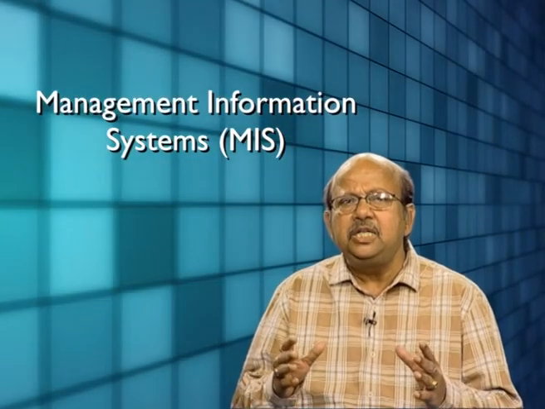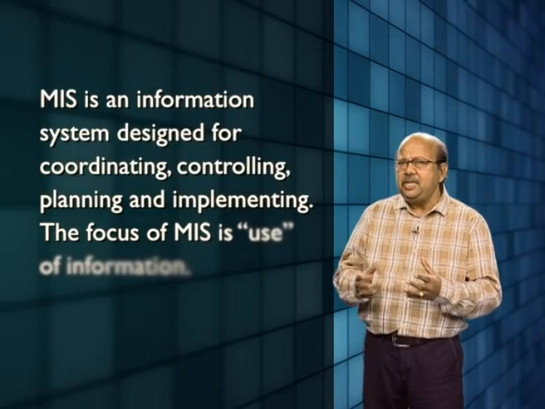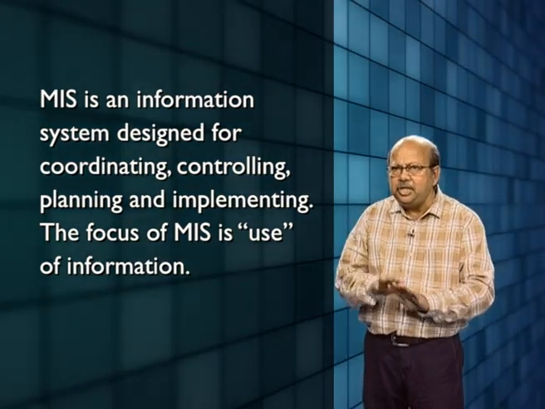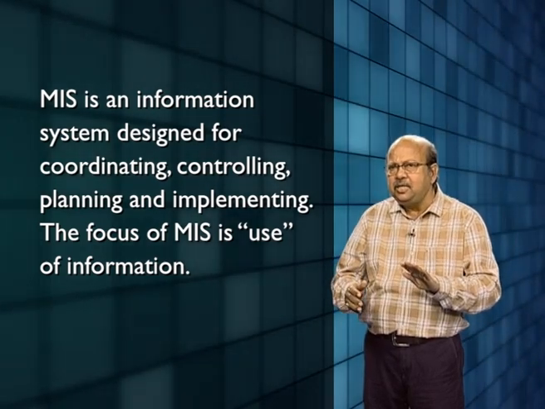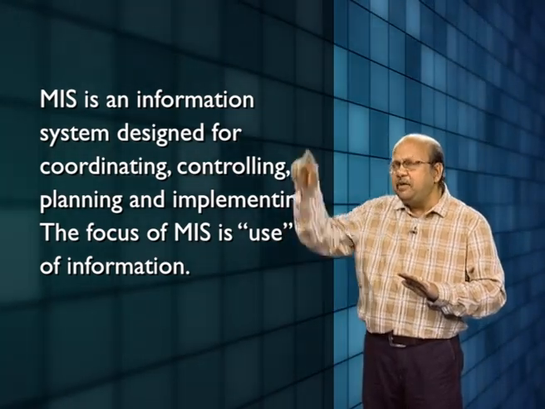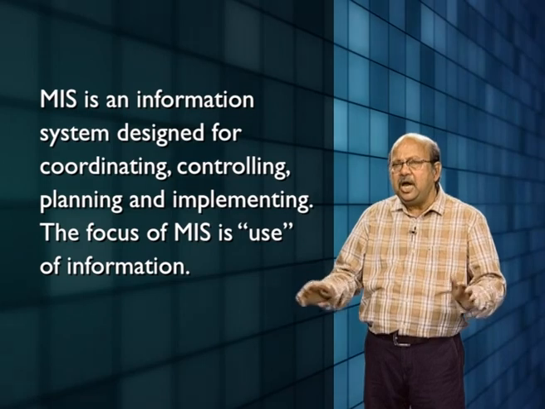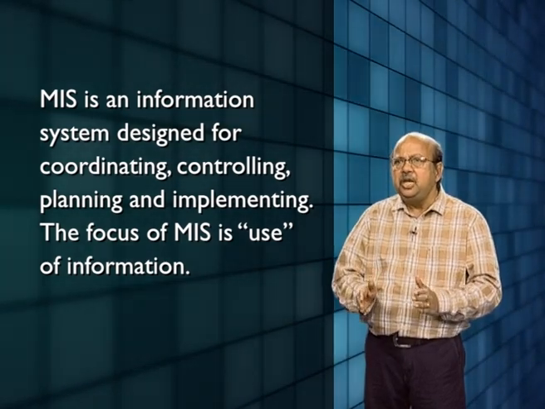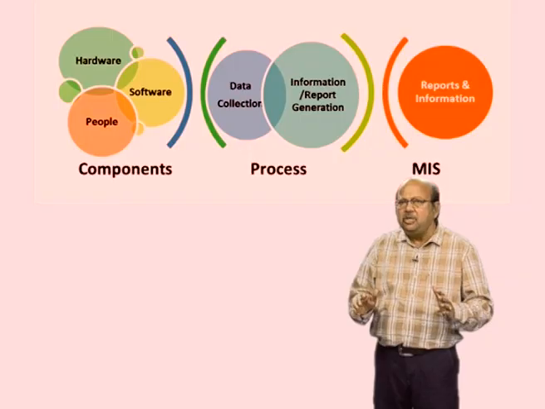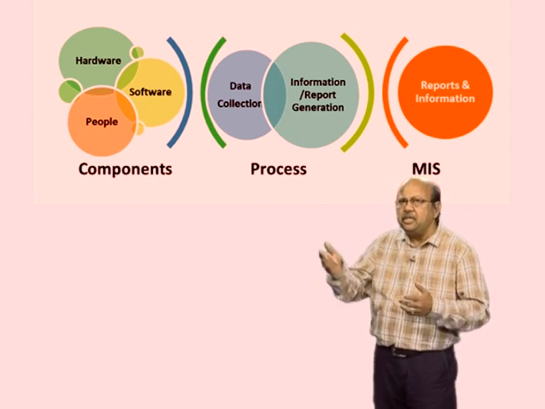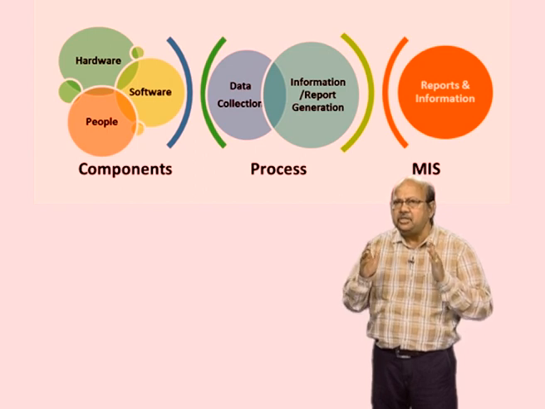Let us understand what a management information system is. You must have heard a lot about MIS. MIS is an information system that receives data from different sources, stores data, and then processes and analyzes data and provides information to different levels of management for coordination, control, planning and implementation. The focus in this information system is the use of information, how information is going to be used. They are least bothered about how the data is captured, how it is analyzed, or whether the decision is helpful in decision making. They are more focused on the use of the information.